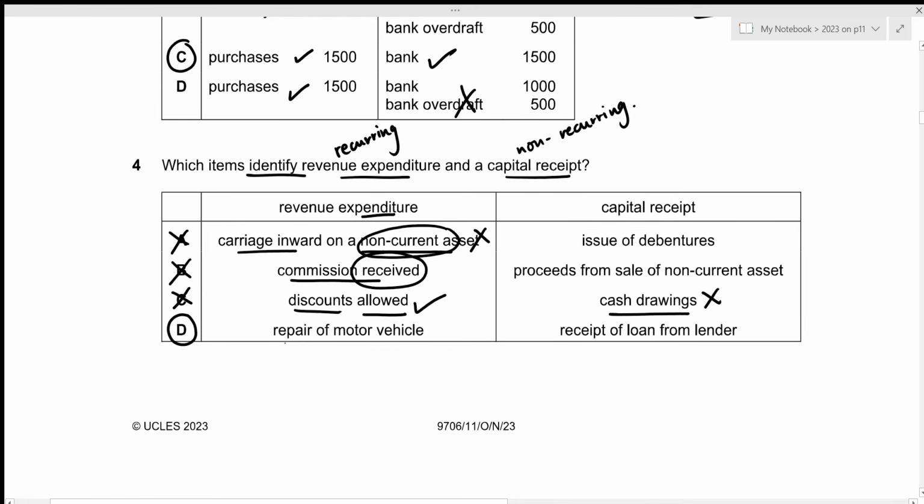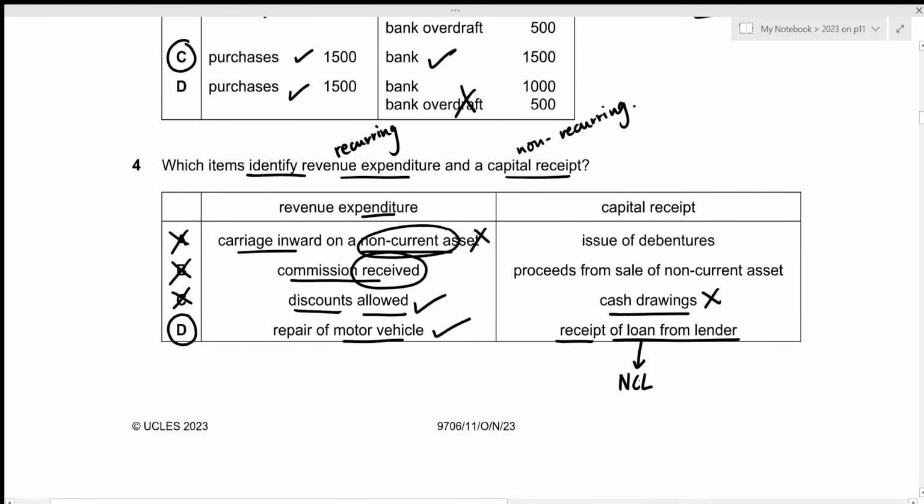Let's take a look at these statements given. For our revenue expenditure, we have a repair of motor vehicle. So repairs have to be made frequently, right? Repairs and maintenance are a recurring expenditure. So this is correct. Then for our capital receipt, we have receipt of loan from lender. And loan will always be classified as non-current liabilities. This is something that will have to be repaid after 1 year, not within the next period, right? Due to this reason, this can be classified as capital receipt. And also remember that loan is not taken time and again by the business.